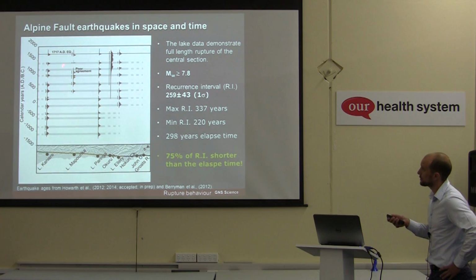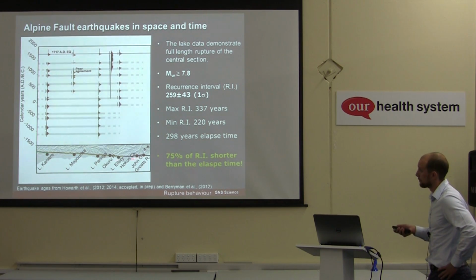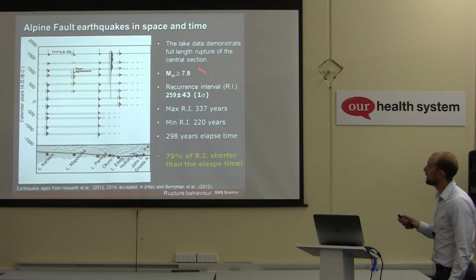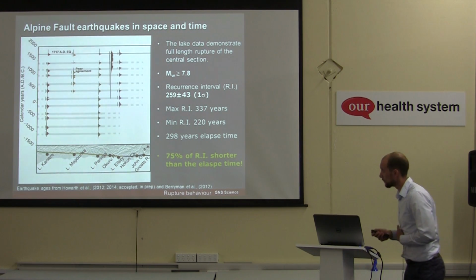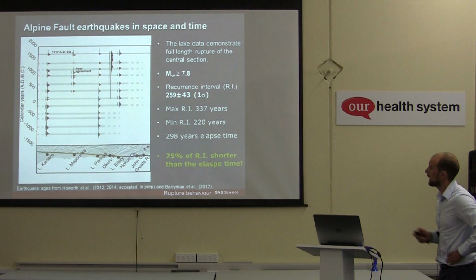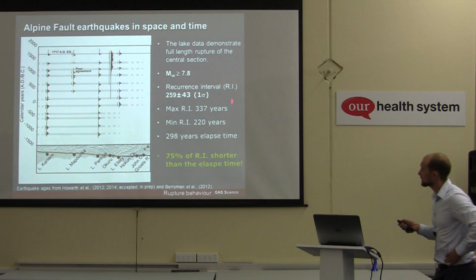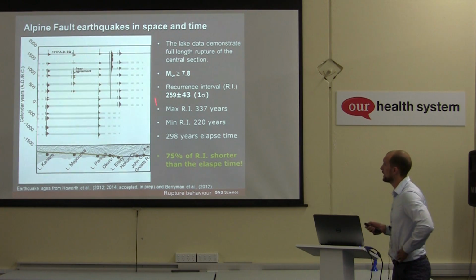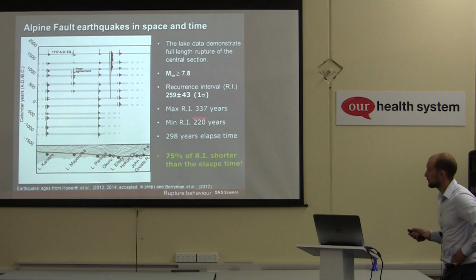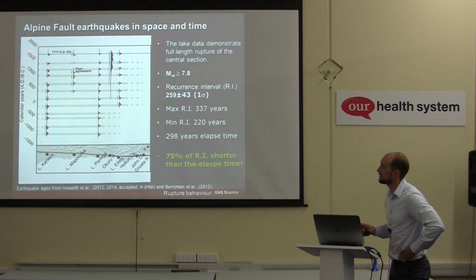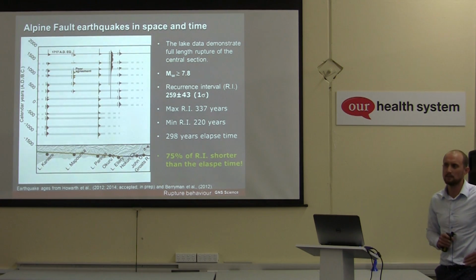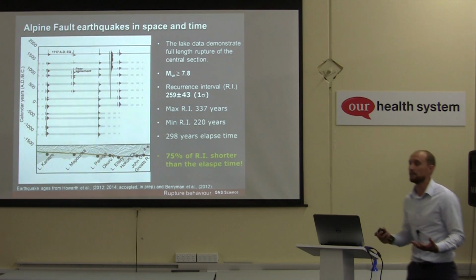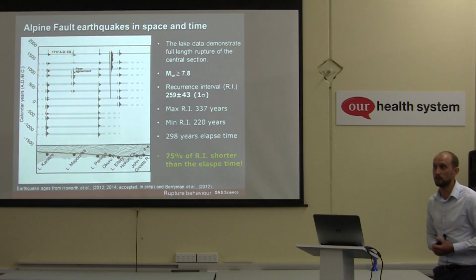And what we find is that during the last 13 earthquakes, the majority of the central 250 kilometres of the central section ruptured during these events, and that equates to a magnitude 7.8 or greater earthquake. The recurrence interval of these events is about 260 years. The maximum interval between events is about 337, the minimum 220. We'll refer that back to the elapsed time since the last earthquake, which is 298 years, and the fact that 75% of recurrence intervals over this 13 event record were actually shorter than the current elapsed time. And that's just more evidence suggesting that this is an inevitable event that is likely to occur in the relatively near future.